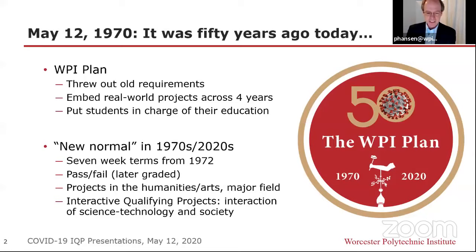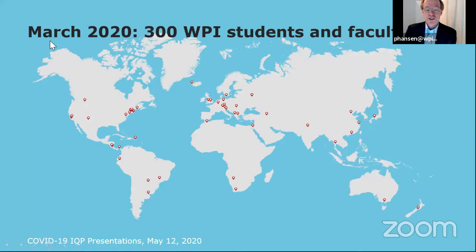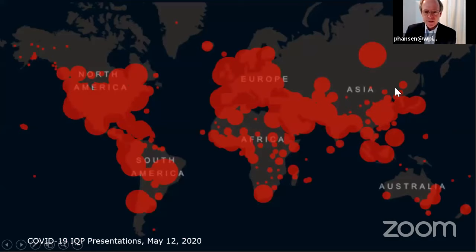We don't know yet what our new normal will look like as we look ahead, but this is what we have. In March 2020, there were 300 students and faculty who were preparing to get on planes to fly across our global network of project centers that looks something like this map. And within a matter of days, just before the end of the seventh week of our term, the first week of March, that map turned into the early version of this map. This is the map today, representing the spread of the novel coronavirus and the COVID-19 disease.